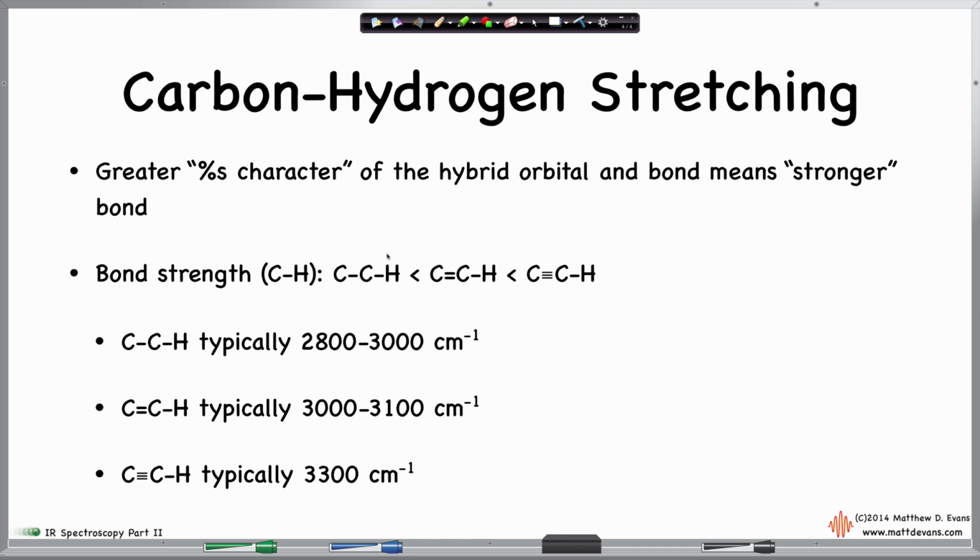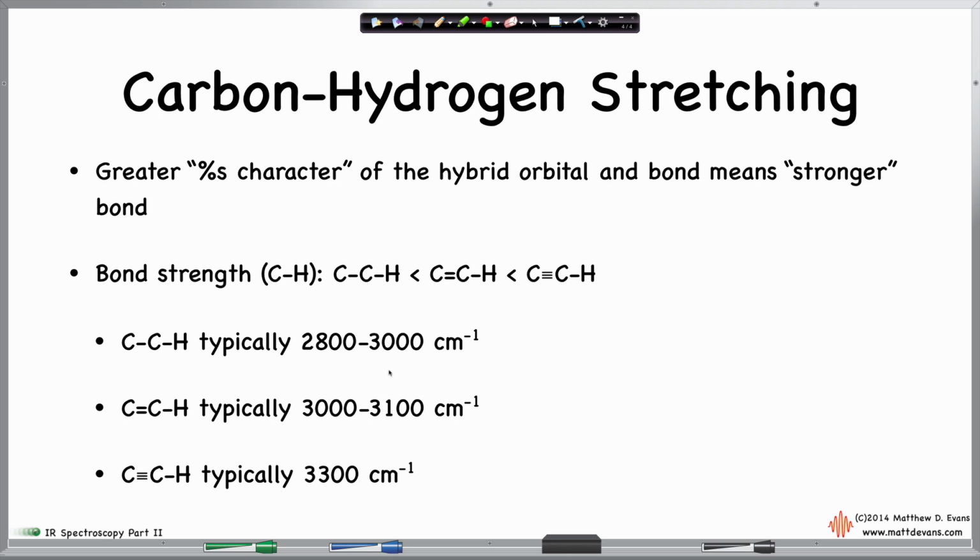The greater the percent S character of the hybrid orbital, and in this case, this is an sp3 hybridized carbon, that's what we assume. The percent S character of this hybrid, sp3, is only 25%. And remember, S atomic orbitals are lower in energy than p orbitals, so the more percent S character, the stronger that bond's going to be. So this one's the weakest. This CH bond right here, the percent S character is only about 33%. And then finally, the percent S character for sp hybrids is 50%, making this the strongest bond. Hence, this absorption is the highest wave number value because it's the strongest bond. And this is the weakest bond.